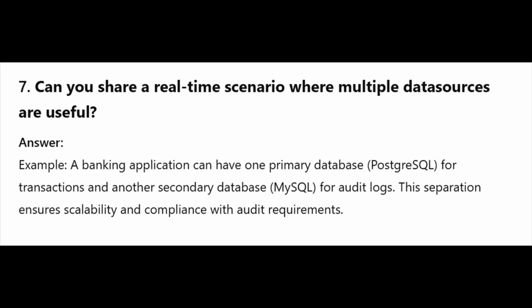7. Can you share a real-time scenario where multiple data sources are useful? Answer. Example. A banking application can have one primary database, PostgreSQL, for transactions and another secondary database, MySQL, for audit logs. This separation ensures scalability and compliance with audit requirements.